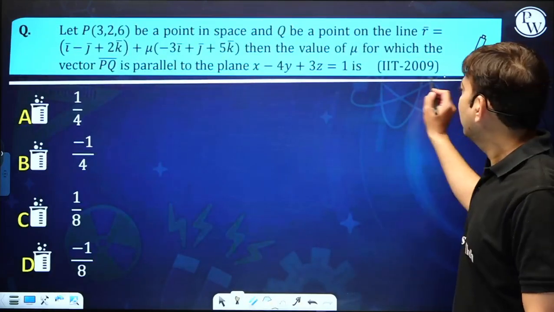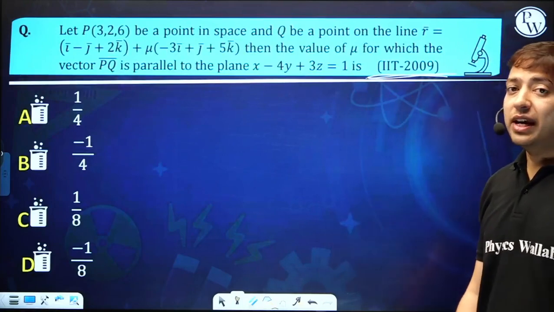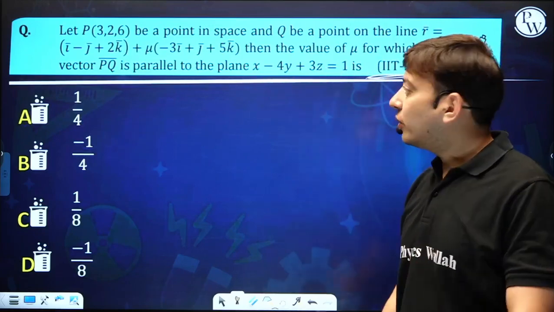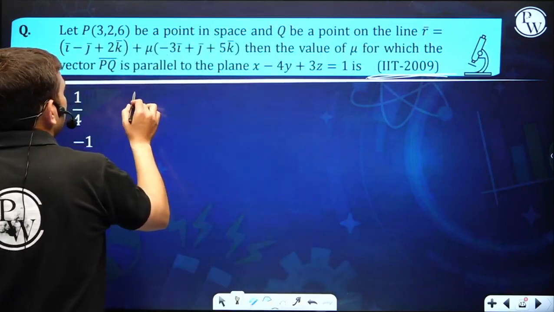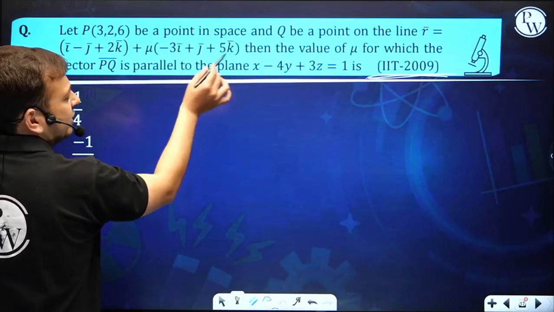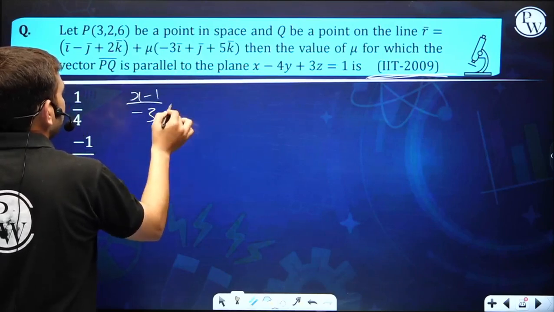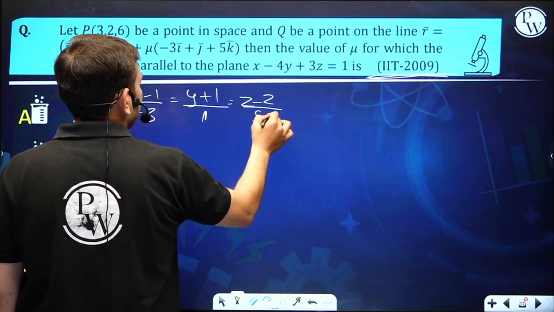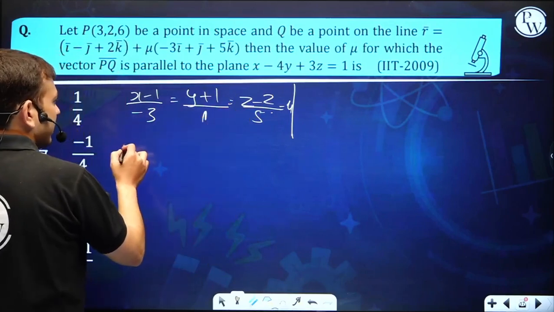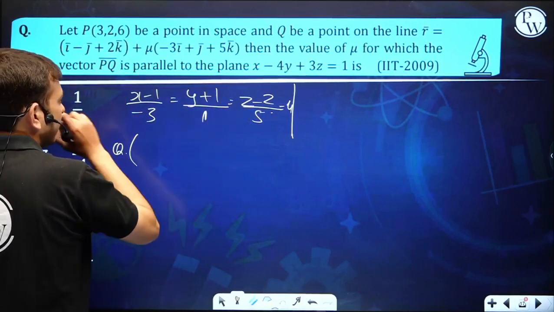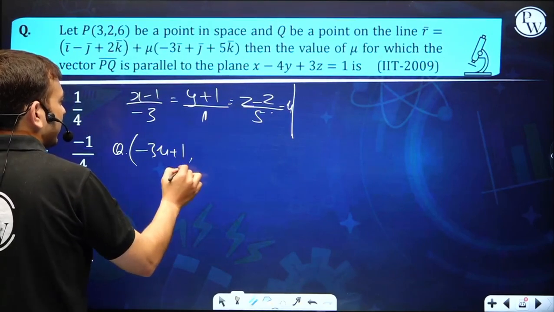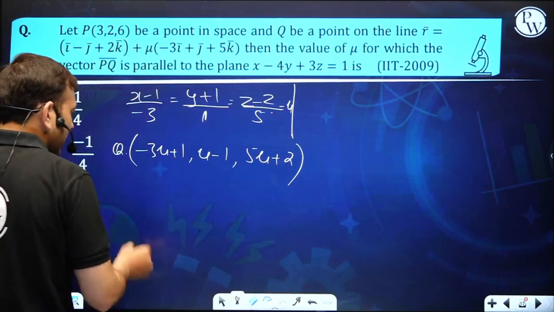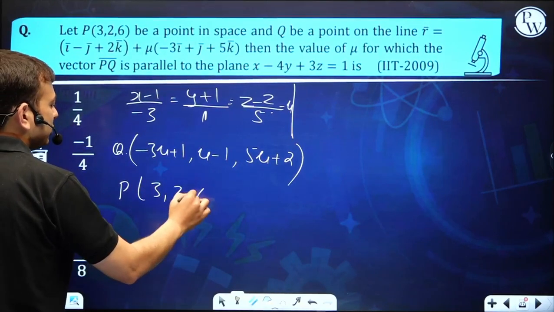Now, this came in IIT 2009, the advanced exam. Let P be a point and Q be a point on the line. If you understand this, the line will be (x minus 1) by minus 3 equals (y plus 1) by 1 equals (z minus 2) by 5. Any point Q on this line will be (minus 3 mu plus 1, mu minus 1, 5 mu plus 2). Point P is already given as (3, 2, 6).